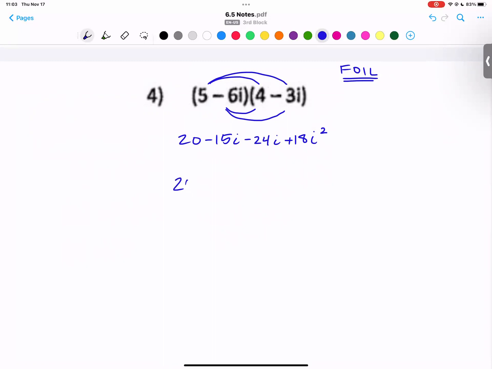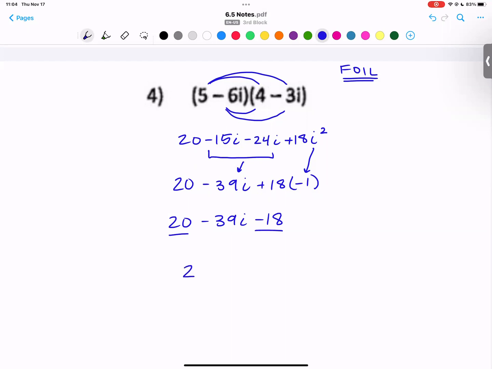So we can bring down our 20, and then we can combine our -15i and our -24i. That becomes -39i. And then the i squared becomes -1. So we have 18 times -1. So we have 20 minus 39i minus 18. Well, now we have two real numbers that we can combine. So 20 minus 18 gives us 2 minus 39i.